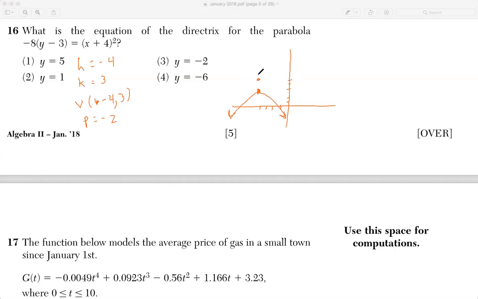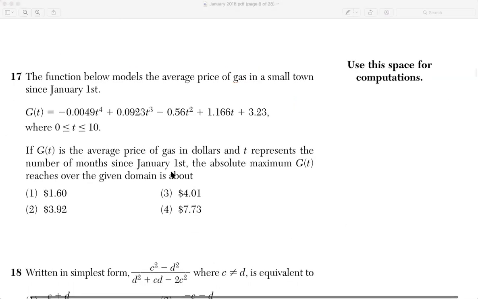Up another 2 will be the focus. Down 2 from here, which is negative 4, 3, is going to be, I'm sorry, this is the directrix. This is going to be the focus. So the directrix is y equals 5. Answer choice 1. All right, let's move on.